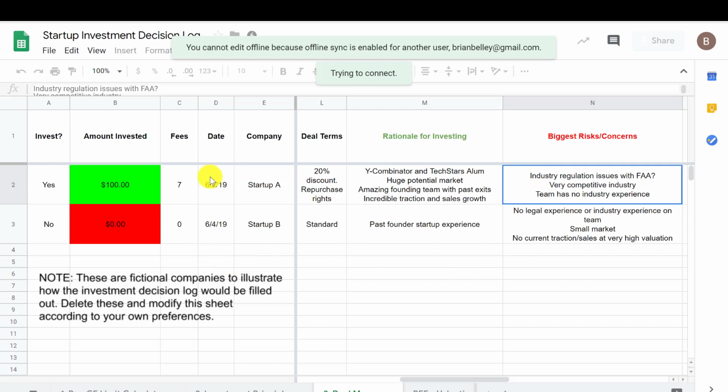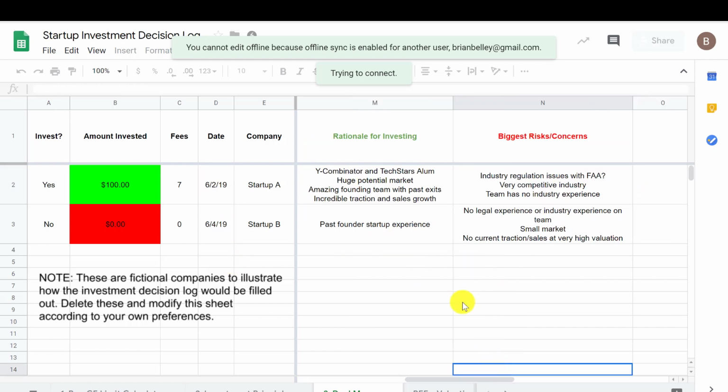So once again, this is all just an example. Feel free to download this and modify it for your own use, but we wanted to show an example of something that you can use for starting your investment decision log.